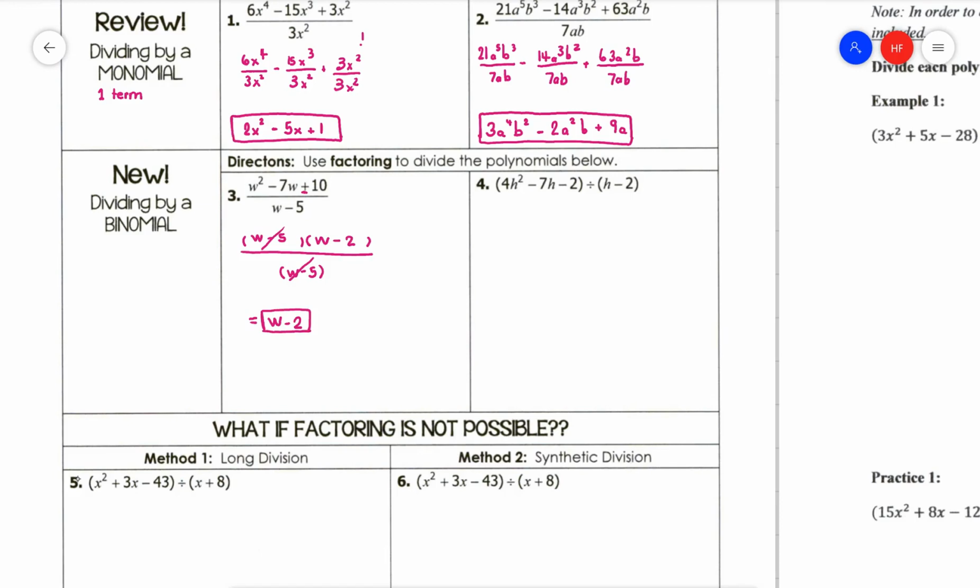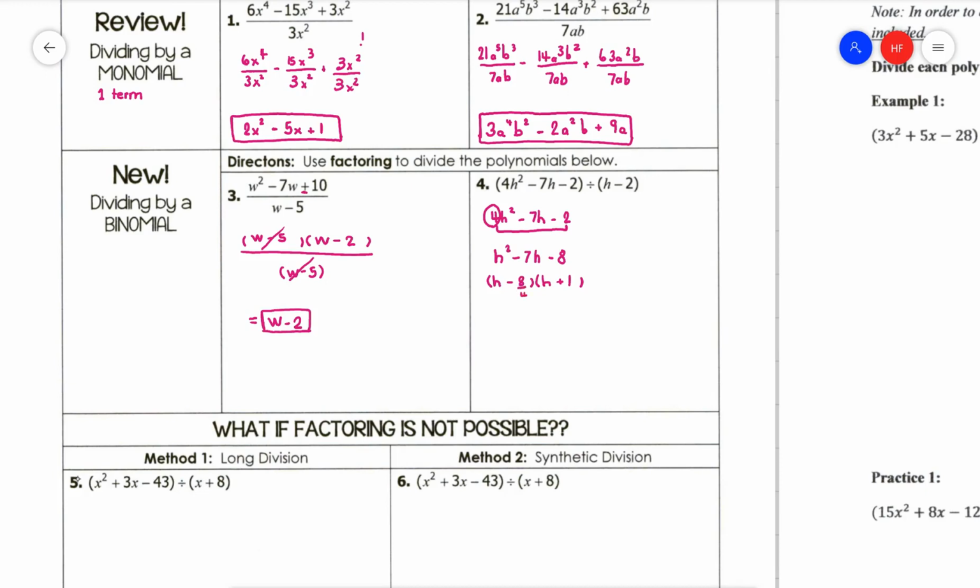We can do the same thing even when we have an a value other than 1. So on number 4, we have 4h squared minus 7h minus 2. So we're going to use the slide and divide method to factor this. So I'm going to take 4, multiply by negative 2, and change this to h squared minus 7h minus 8. So then I need two numbers that will multiply to a negative 8 but add to negative 7. So that's h minus 8 and h plus 1.